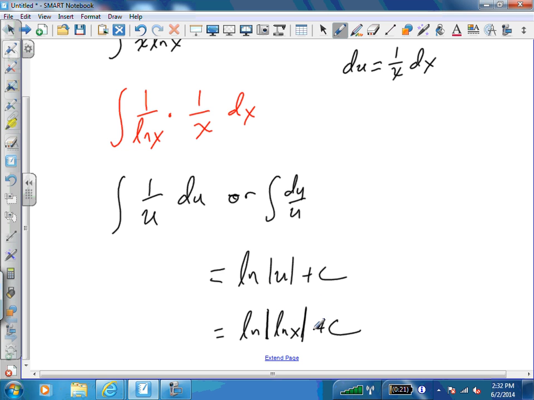Now we do have to leave the absolute value because natural log, we can't take the natural log of a negative number, but we do get an answer that's negative when we take natural logs. So that's our antiderivative.